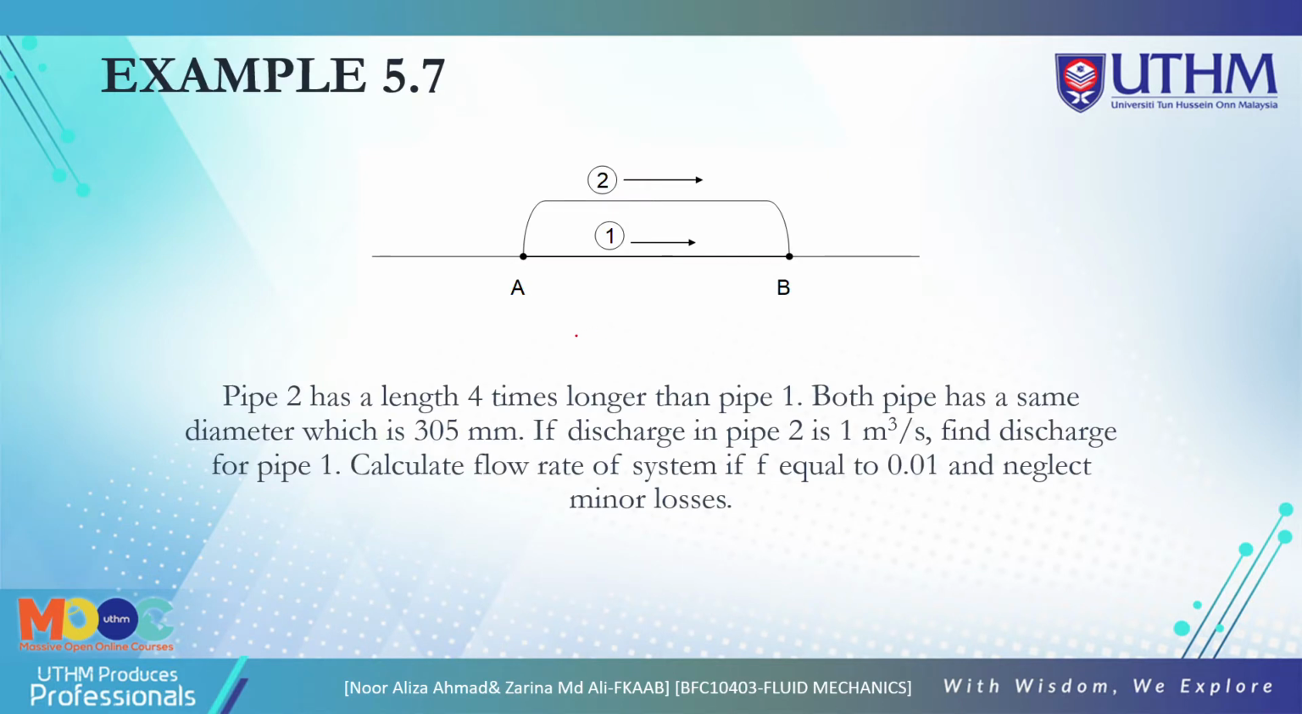Now we look at an example. They have two parallel pipes. Pipe 2 has a length 4 times longer than pipe 1. Both pipes have the same diameter, 305 mm. If the discharge in pipe 2 is 1 cubic meter per second, find the discharge for pipe 1. Calculate the flow rate of the system if F equals 0.01 and neglect minor losses, so no HM, just only HF.